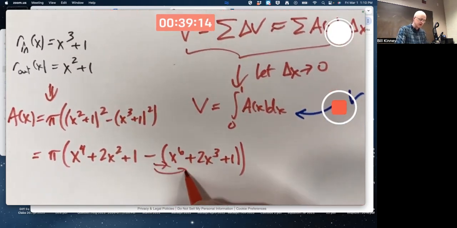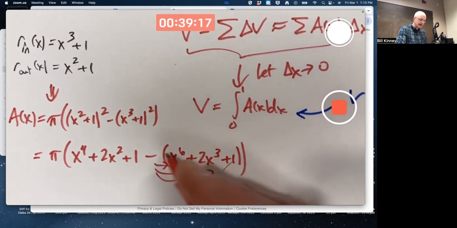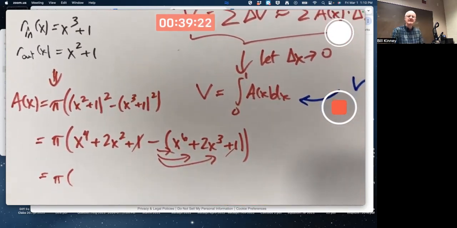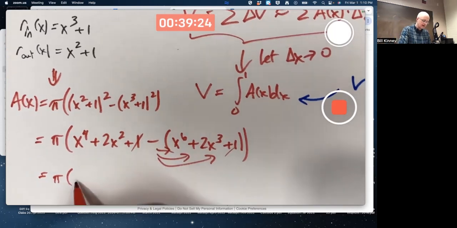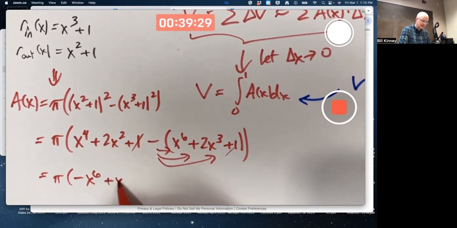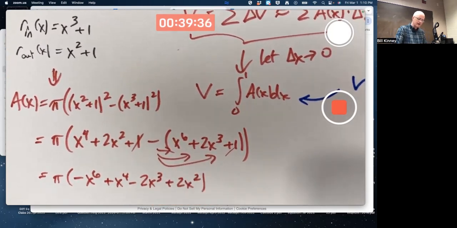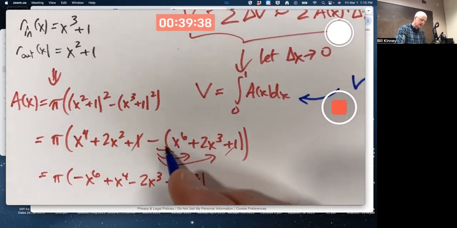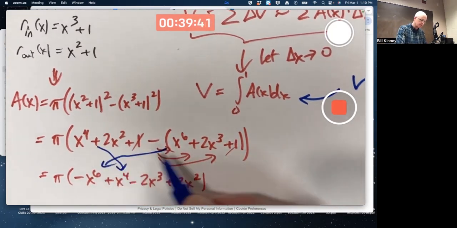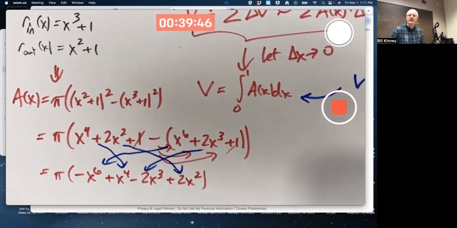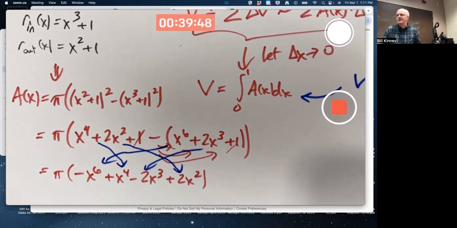Distribute the minus sign through the parentheses. The 1s will cancel. And if I decide I'd like to put the powers in descending order, I'm going to have a negative x to the 6th, plus x to the 4th, minus 2x cubed plus 2x squared. Do you see what I did there? I just switched around the order a bit, going from high degree to low degree. You don't have to do that, I just did.